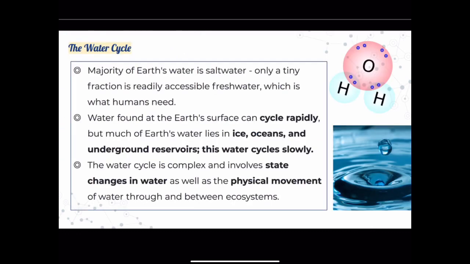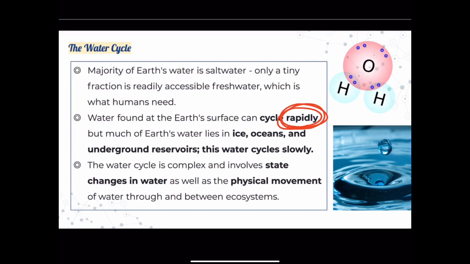But just to give y'all a little bit of background, the majority of the Earth's water is salt water, but only a tiny fraction is actually readily accessible fresh water, which is what humans need. It's also what most animals need. Water found at the Earth's surface actually cycles rapidly, and that's one thing to notice, is that these other cycles might take a long time. Water cycles very, very quickly.